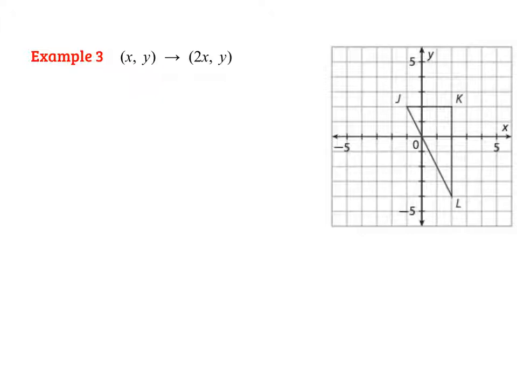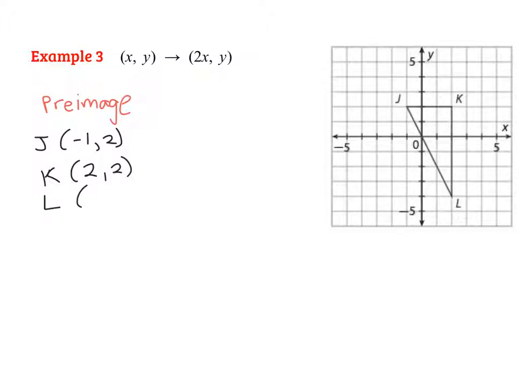Again, our process is to list out the pre-image coordinates. So we have J, which is negative 1, 2. We have K, which is 2, 2. And we have L, which is 2, negative 4. Our rule is to multiply all of our x values by 2. So that will give us the coordinates of our image.